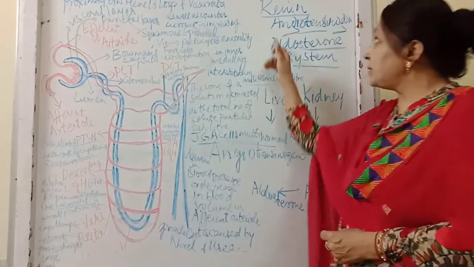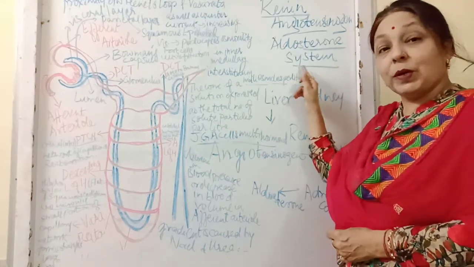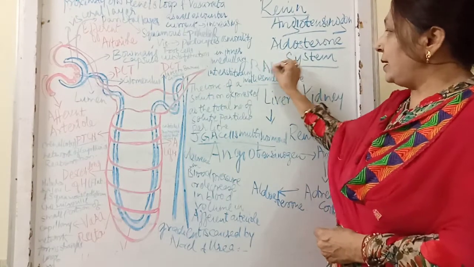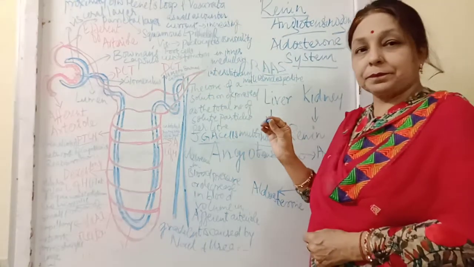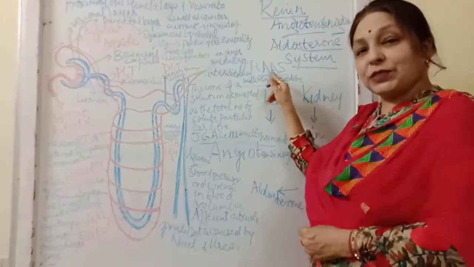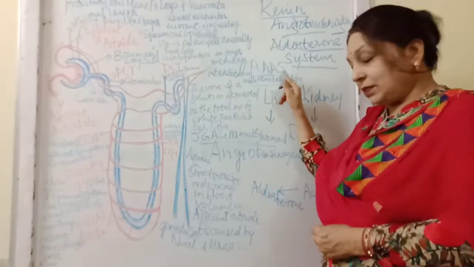So this is termed the renin angiotensinogen aldosterone system, or RAAS system. R means renin, A means angiotensinogen, another A means aldosterone, and S means system.